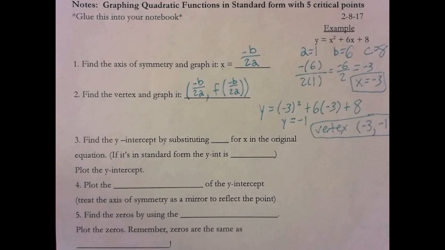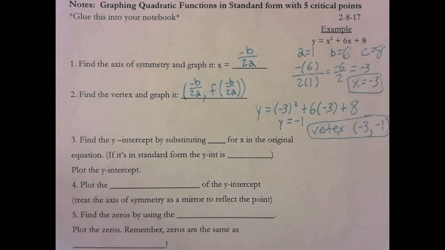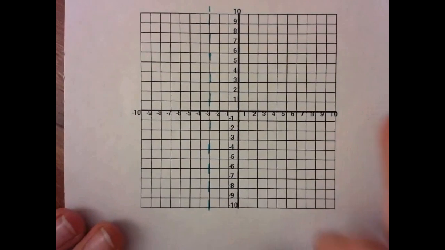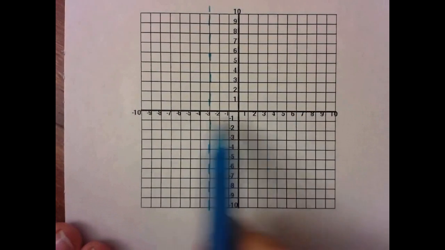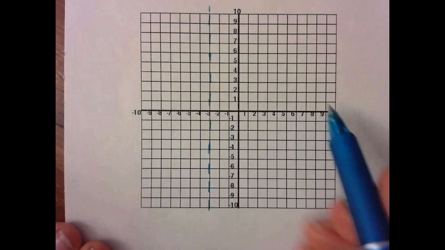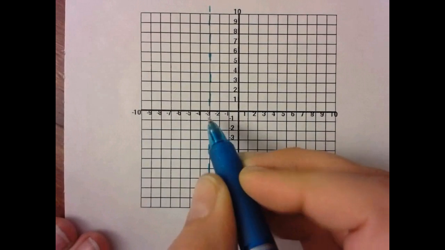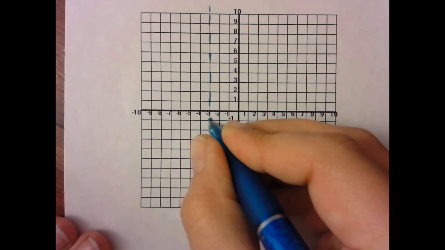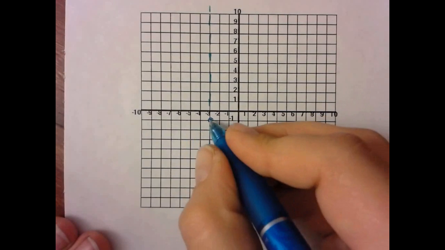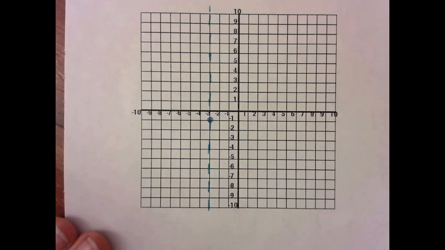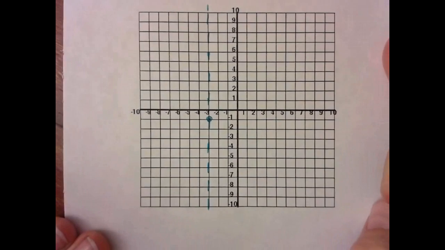Let's look at where that is on our graph. Remember, to graph, first do your x value. So we go over on our x-axis to negative 3, and then we go down to negative 1. And we put a dot there. That is our vertex, that point right there. Go to the next step.